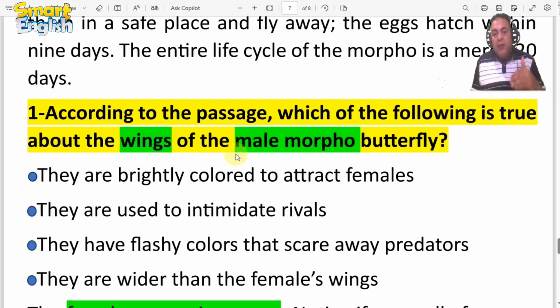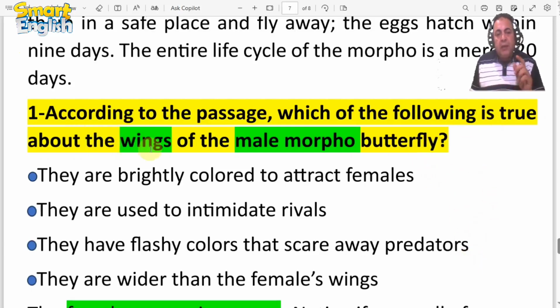About the wings of the male morpho butterfly. Okay, this is the question. The first step is to focus on understanding the meaning of the question. In other words, what does the tester want you to do in this question? Let's do it now. According to the passage, which of the following is true? Which one is true, between the four choices here?